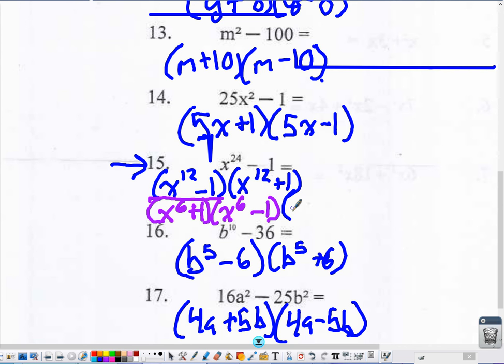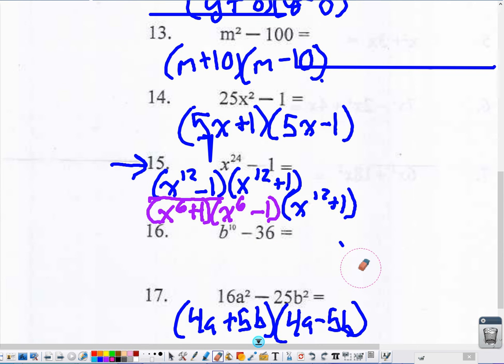Now, as for that x to the 12th plus 1, it actually stays there. But then, let me clear off some room. You may notice, well, we're actually not done yet. We can actually do x to the 6th minus 1 again as well. So we get x cubed plus 1, x cubed minus 1.